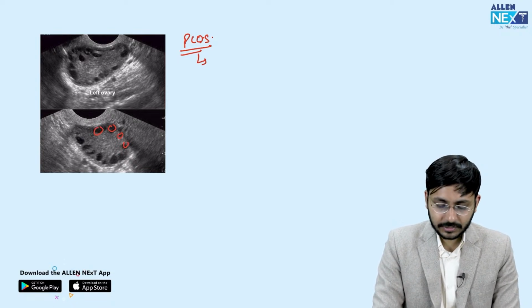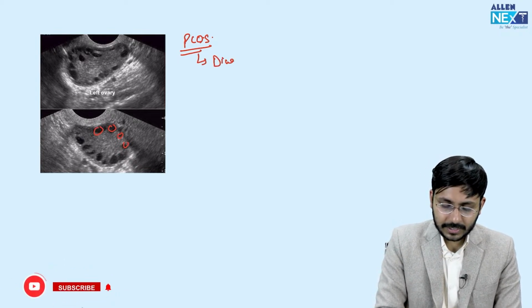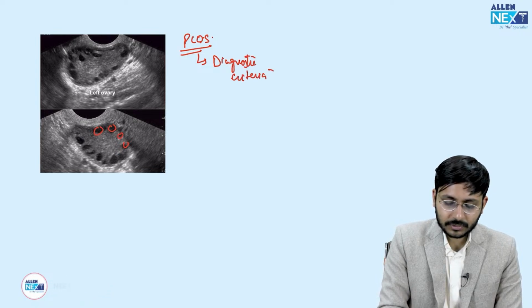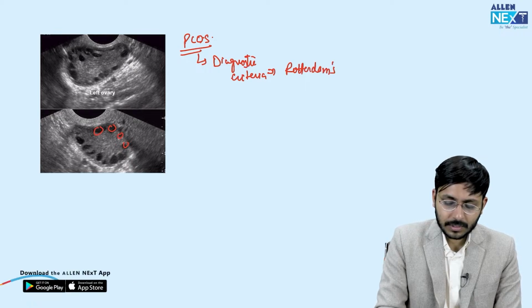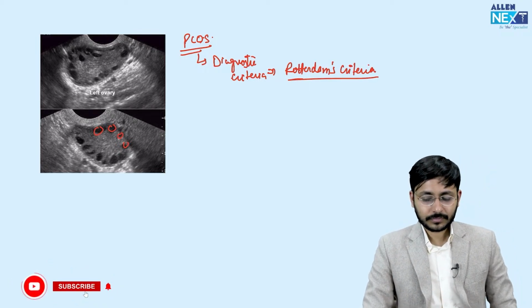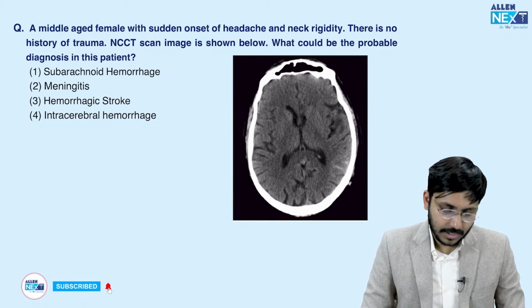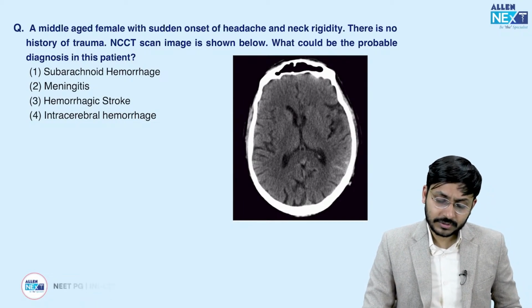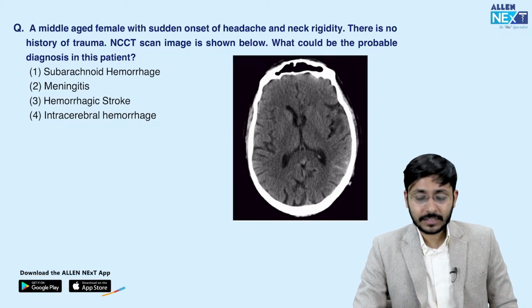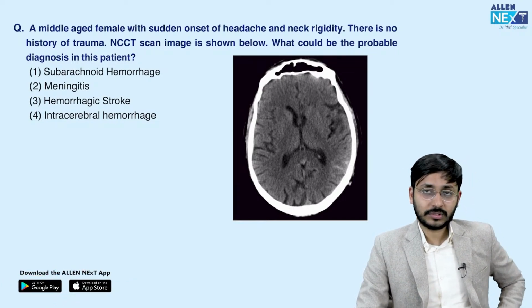And the question can be asked, what is the diagnostic criteria known as? Diagnostic criteria is known as the Rotterdam's criteria. Rotterdam's criteria for PCOS. Now coming on to the next question, a middle-aged female with sudden onset headache and neck rigidity. There is no history of trauma. NCCT is given below. What is the probable diagnosis?